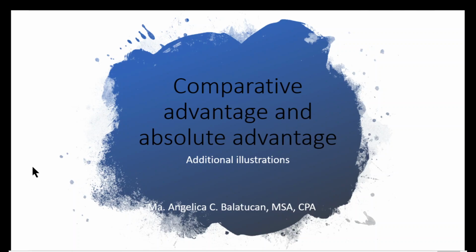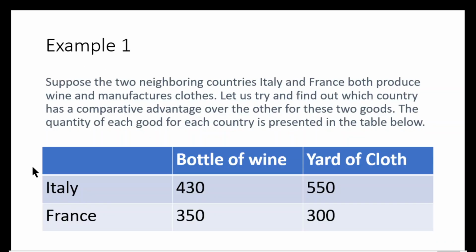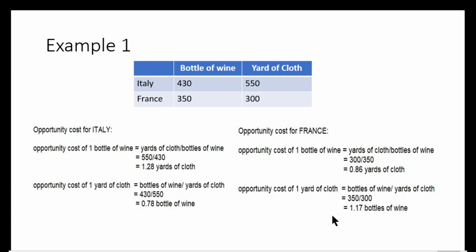Here are some additional illustrations on comparative and absolute advantage. Suppose there are two countries, Italy and France, who can produce wine and cloth. Here are the details on the bottles of wine and yards of cloth that each country can make. Italy can make 430 bottles of wine and 550 yards of cloth, while France can make 350 bottles of wine and 300 yards of cloth.